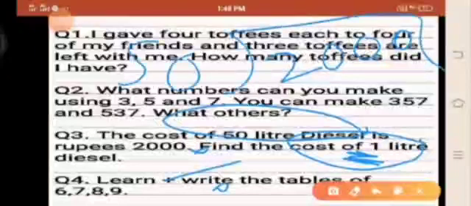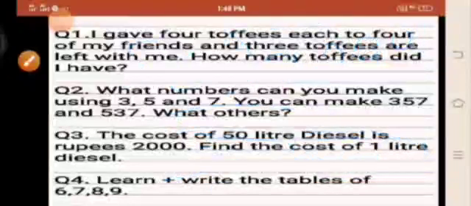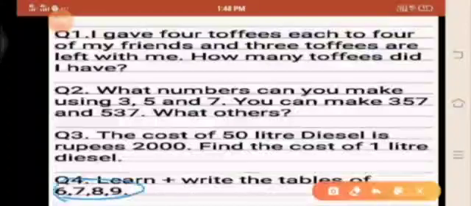Okay. And the question number 4 is, learn and write the tables of 6, 7, 8 and 9. All these tables you will write and then learn it. Clear? Is it clear?